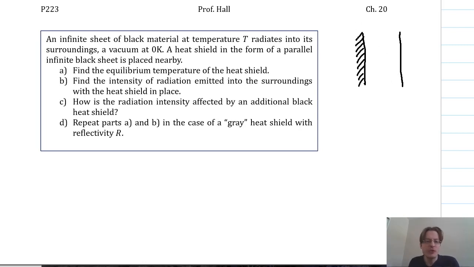This is an idealization of an astronomy type problem. This could be the star at some temperature, like the surface of the star. And stars are often surrounded by dust. How does the dust shield or cloud of dust around the star affect the heat that comes out of the star? These are all important questions that astronomers have to be able to account for.